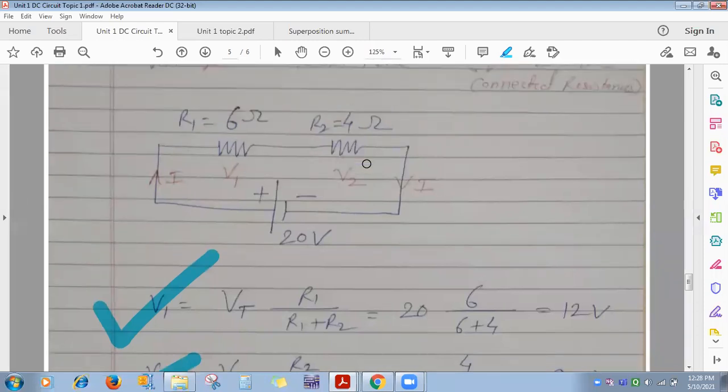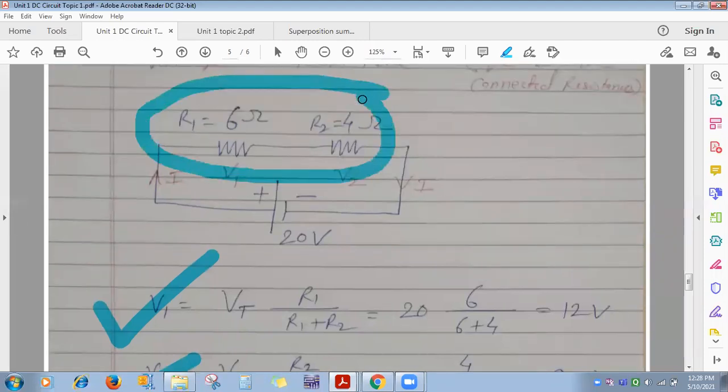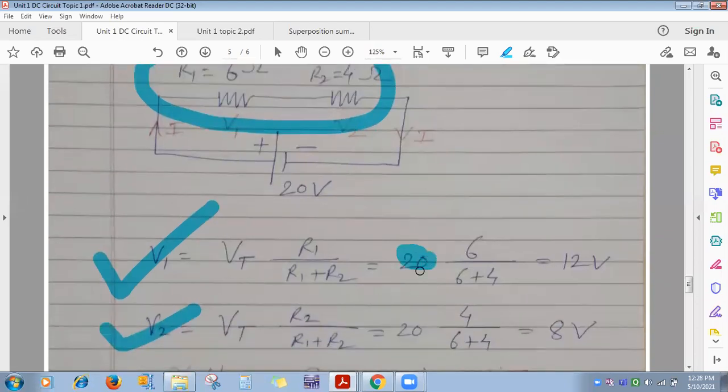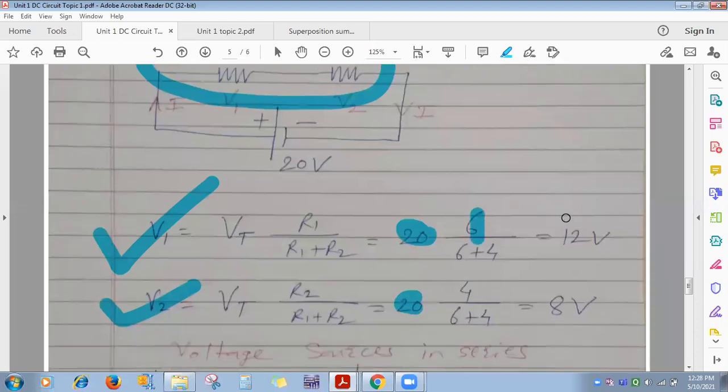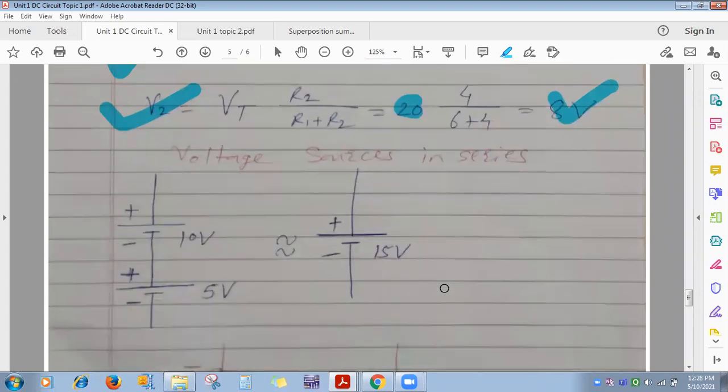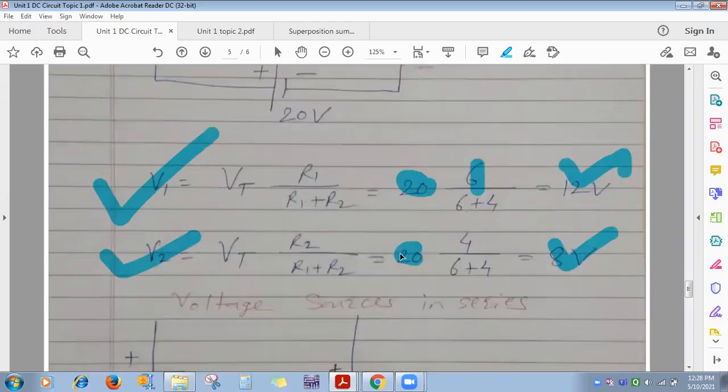Whenever you want to apply the voltage division rule, you can apply it only for two resistances connected in series. If more than two are there, then you add any two so that you get two resistances, and then you can apply it. So the voltage division rule formula is clear. See here, total voltage 20 volt, with 6 ohm and 4 ohm, you will get 12 and 8 volt. So this is about the voltage division rule.